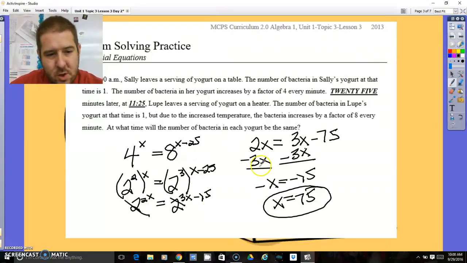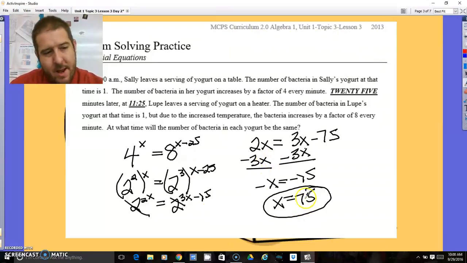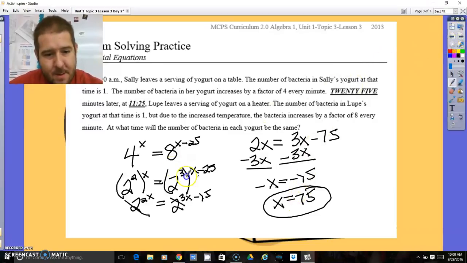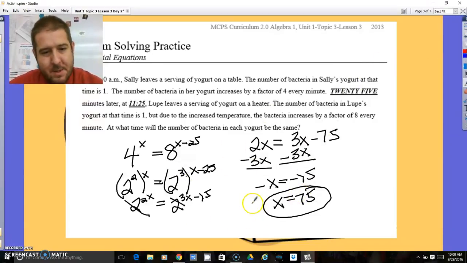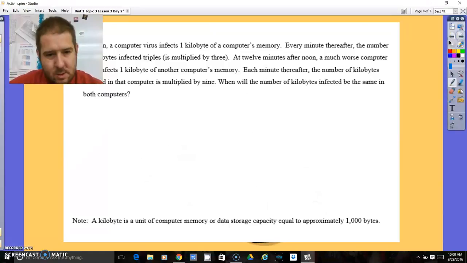It's not the only way. If you try to make a list and go all the way down to the 75th minute, that is going to take you forever. So I know you're thinking this is a lot of work, but this is a lot less work than making a table going down 75 minutes. That would take way too long.